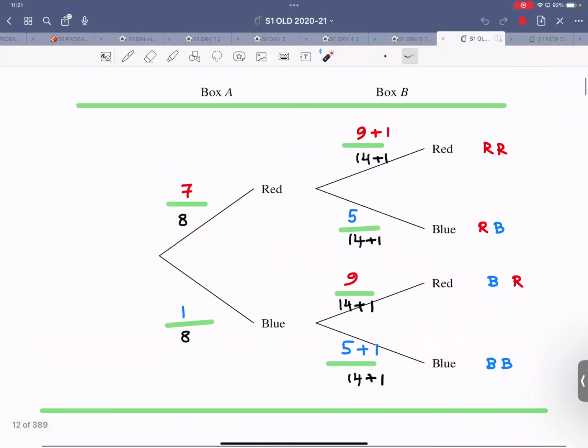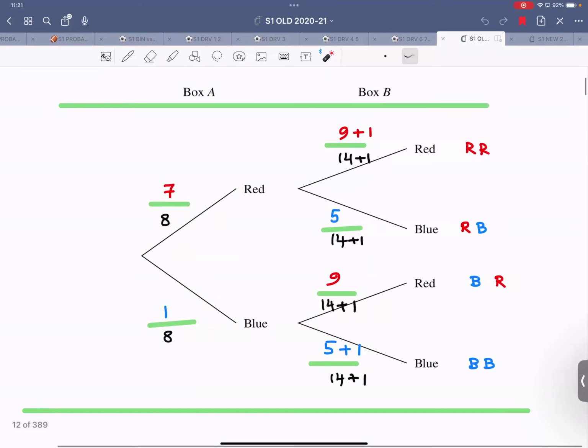Also, we should always double check. 9 plus 1, 10. 10 plus 5, 15. 15 over 15 is 1. 9 plus 1 plus 5, another 15. 7 plus 1 is 8. In each branch, all the probabilities, whether 2 branches, 3 branches, they should always add up to 1. Also, the final answers, they should also add up to 1.